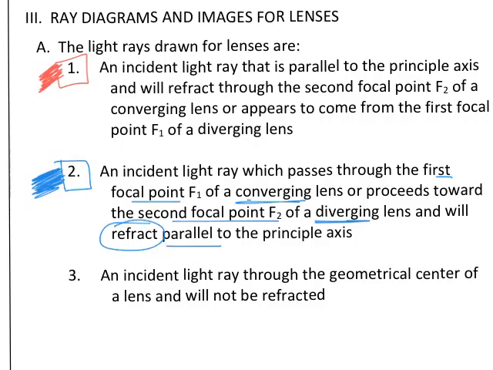Our third ray is a new one. I don't have a particular name for it, but it is an incident light ray that goes through the geometrical center of a lens, and it does not refract. And we are going to color this one green.